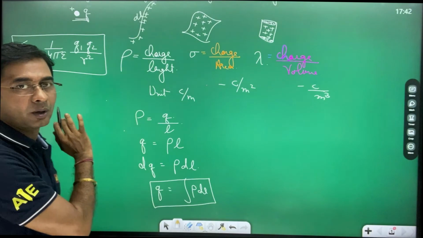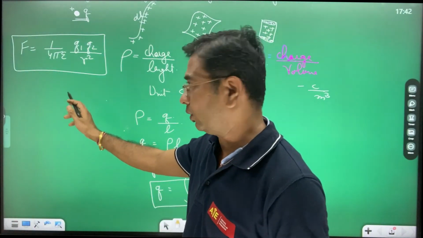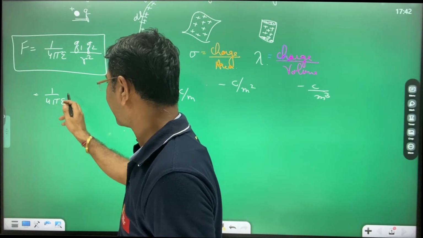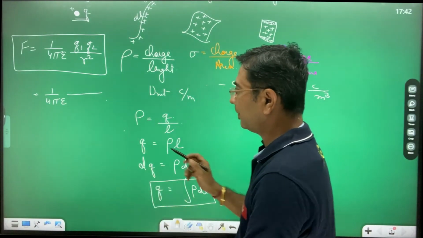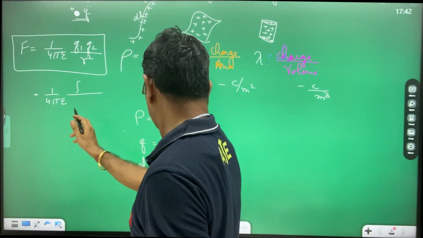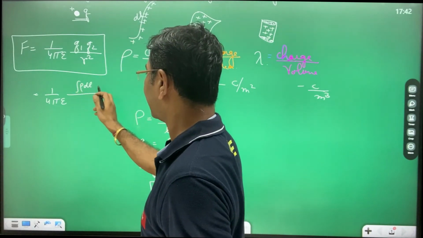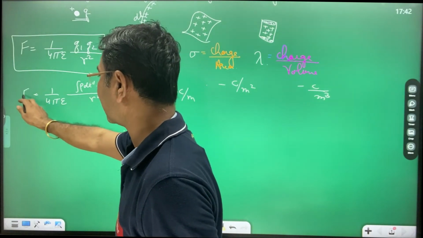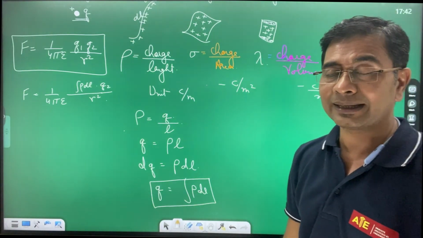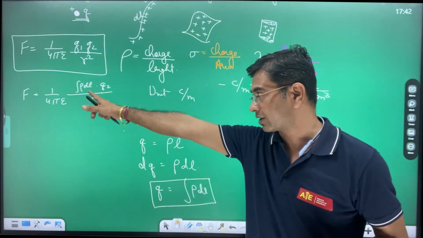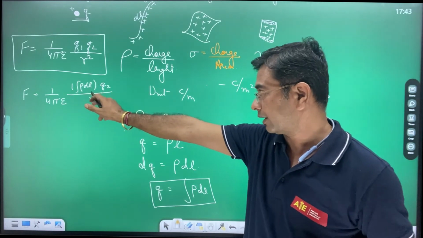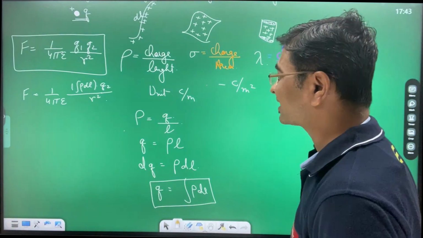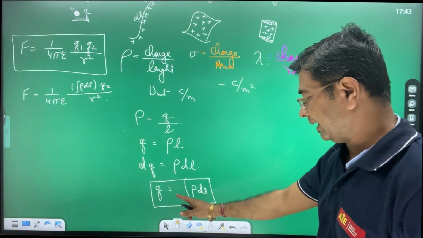Therefore, I can implement this in my Coulomb's law. If you look at Coulomb's law, now I can write it as 1/4 pi epsilon, and in place of Q1 I can now write integration of rho dl, with your Q2 divided by r square. And if it is a field, in case of an electric field you will have only one charge, so you will have only this part, not this one. But if you talk of a force, you will have it in this way. Clear? So in this way the concept of rho dl comes here, as you can see.